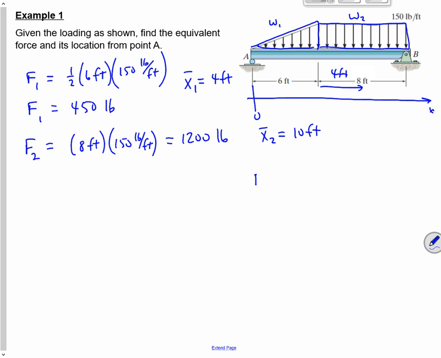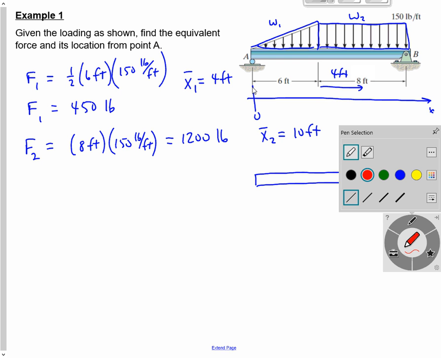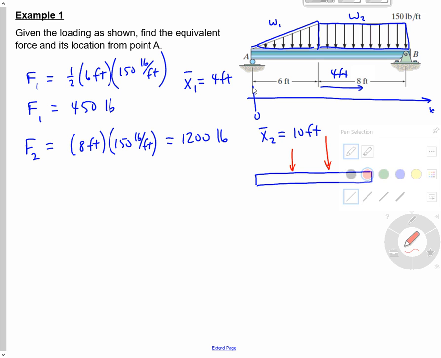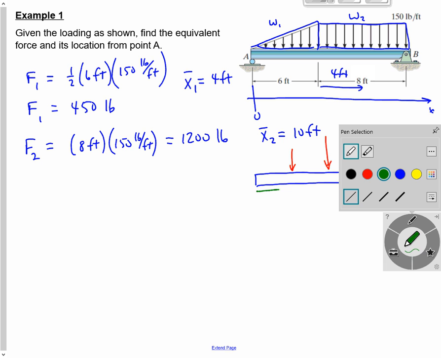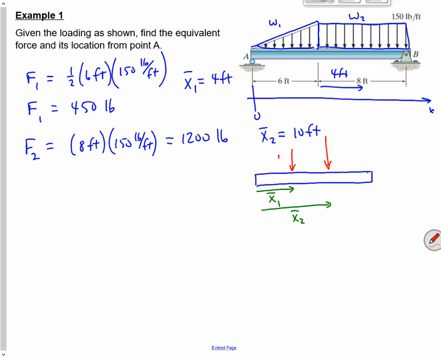So in other words, I can replace that distributed loading with a beam and 2 forces acting on it. Where this is x1 bar, this is x2 bar, this is F1, this is F2. So I claim that that's equivalent, but now I want to replace that with a single force.